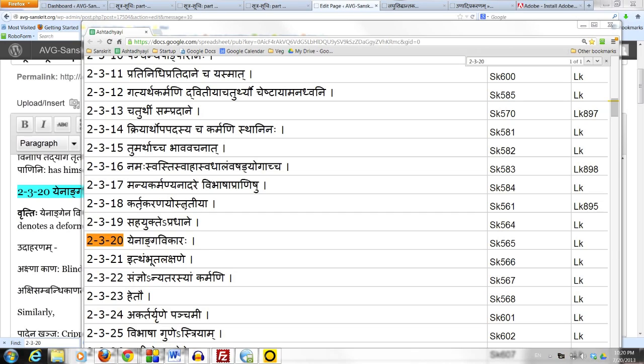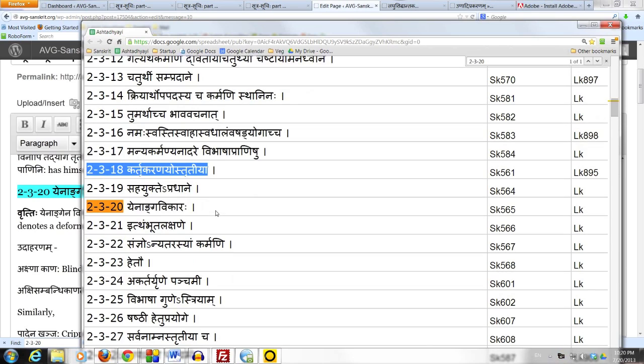Let us now continue in this section which prescribes the third case affix, tritiya vibhakti. This section which starts from 2-3-18, kartrukaranayos tritiya. Anuvritti of tritiya goes down to 2-3-25. Let us now take the sutram 2-3-20 which says yenanga vikaraha.